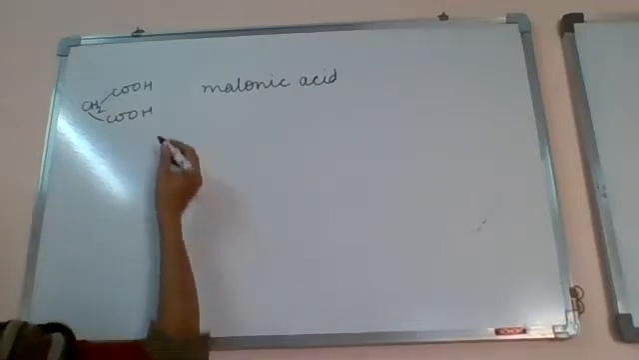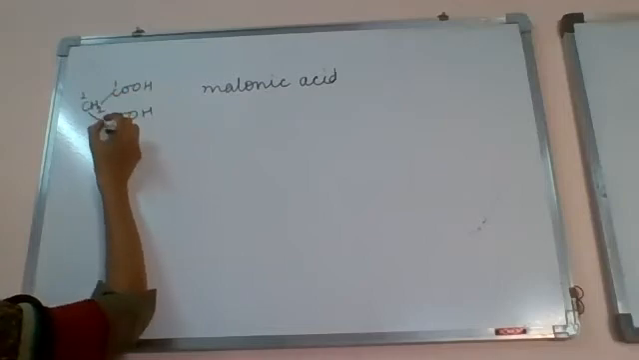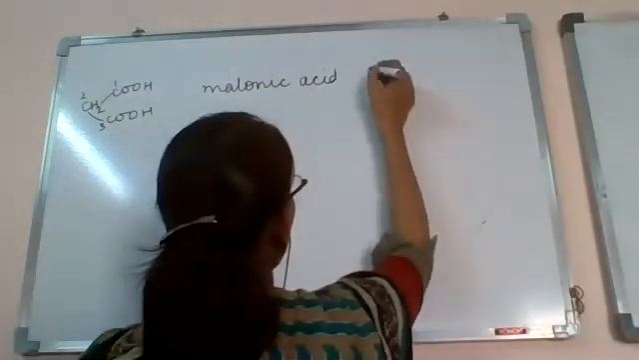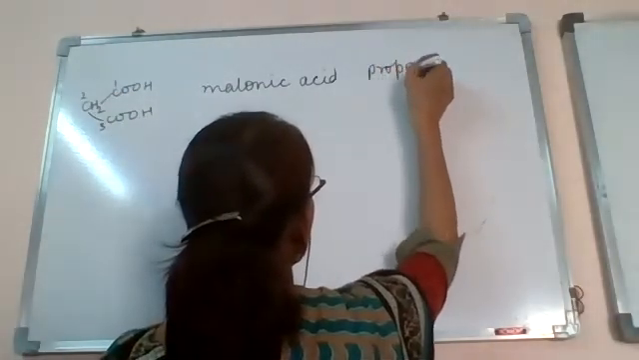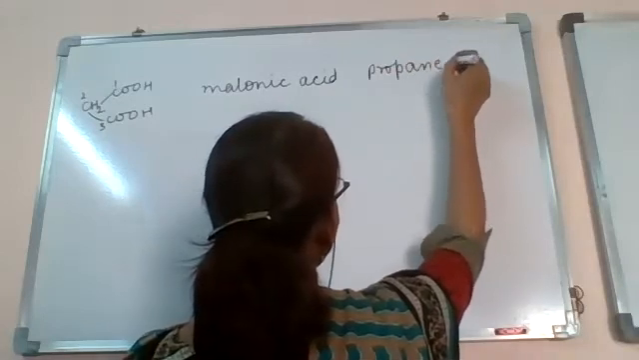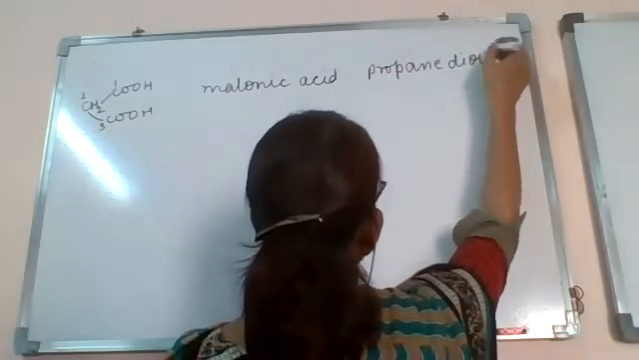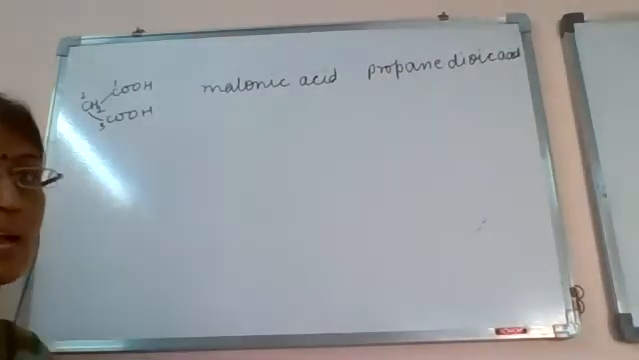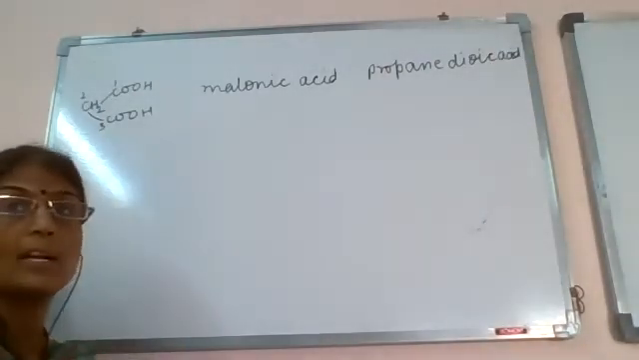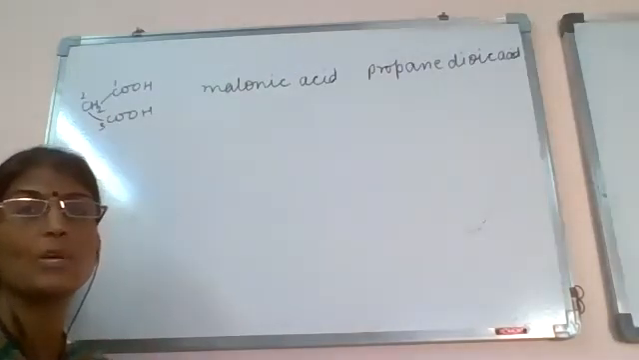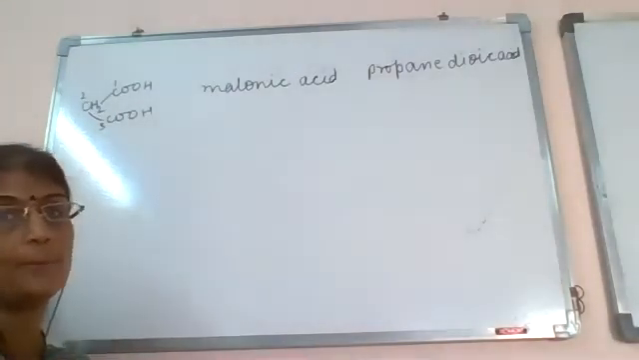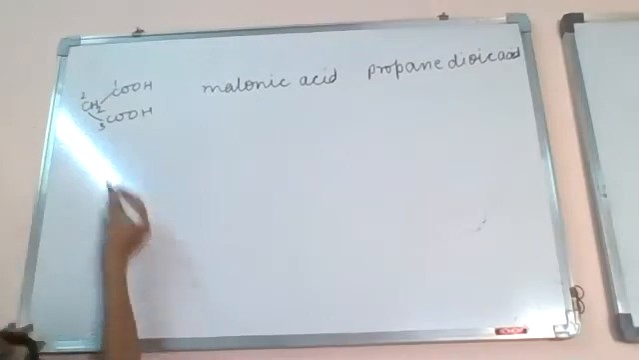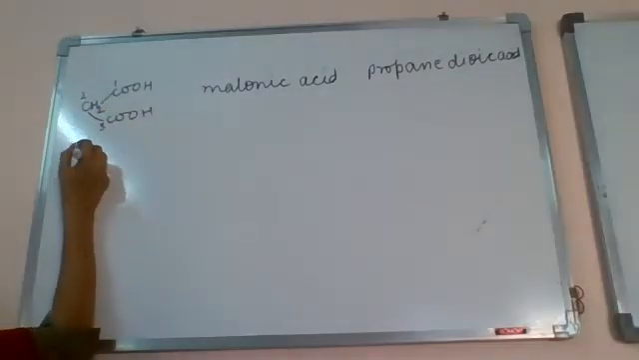What is its IUPAC name, student? 3 carbon atoms are there. So it is called propane dioic acid. Propane dioic acid. 1,3 भी लगा सकते हो, और नहीं लिखोगे तो भी चलेगा क्योंकि understood है if it is dioic. There are 2 COOH groups and both the COOH groups are at terminal carbons. Next with 4 carbon atoms.